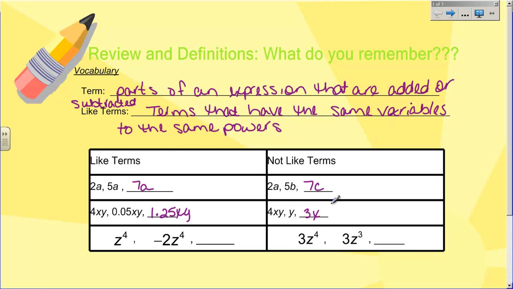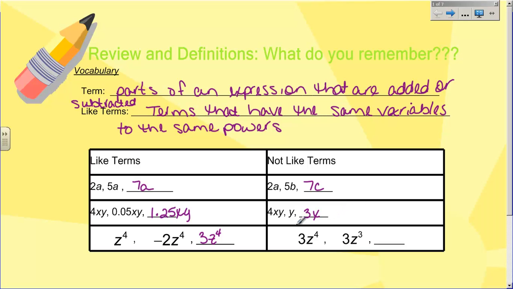So the variables have to be the same, but the powers or the exponents also have to be the same. For example, z to the 4th and negative 2z to the 4th. The z's are the same and they both have an exponent of 4. So another example would be 3z to the 4th.